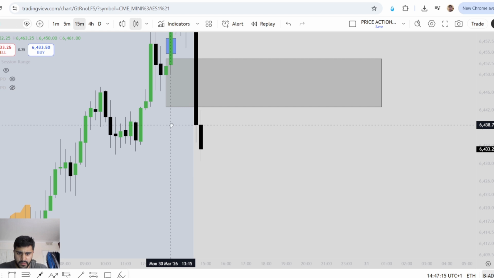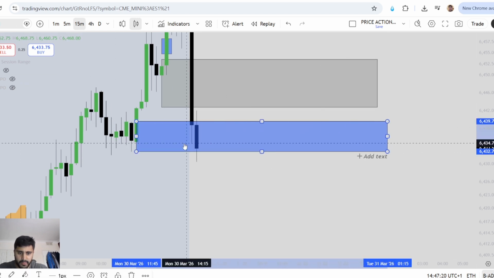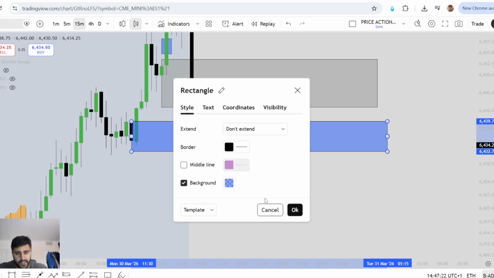So here's one key level. Here's another key level, which I'm also focusing on. Again, it's the candle before the fair value gap. Just remember that as a basic principle.